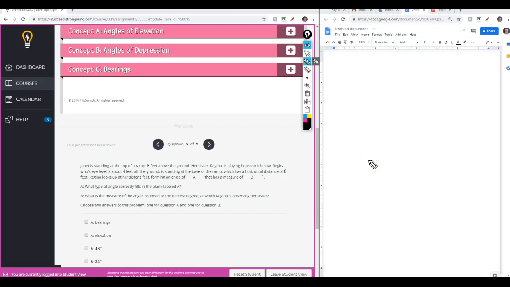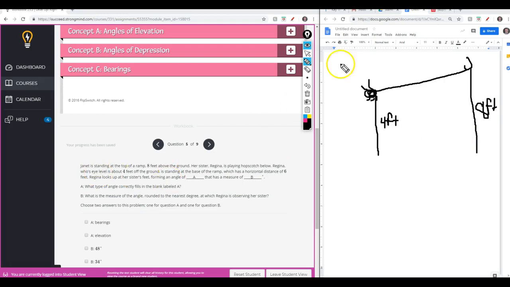Okay, so Janet is standing at the top of this ramp, and it is 8 feet above the ground. We know that Regina is playing hopscotch, and her eye level is 4 feet above the ground. That wasn't very accurate. That's okay. So that's 4 feet.